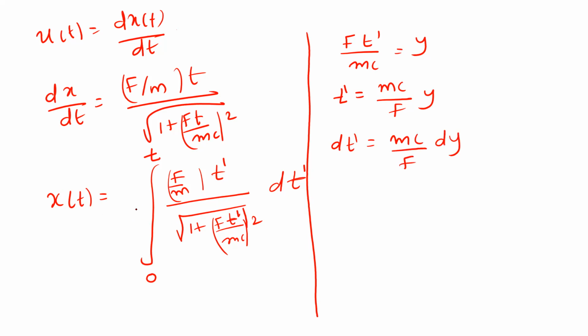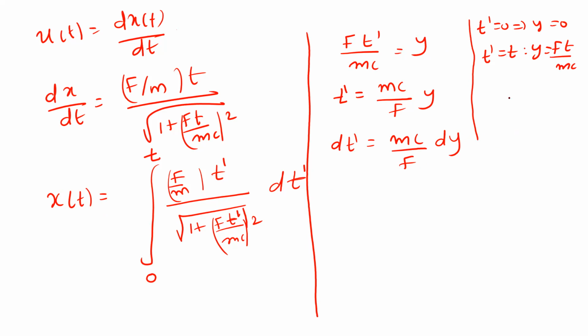Now you make the substitution. Also, you have to take care of the limits when you make the substitution. So when t prime equal to 0 means y is equal to 0. When t prime equal to t, what's the corresponding y? y is equal to ft by mc. Is that correct? Yes.